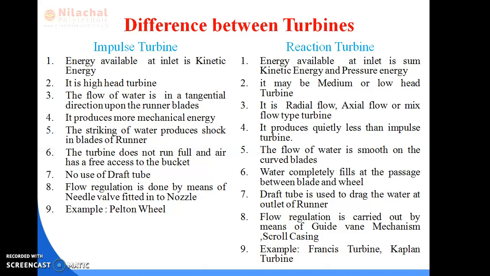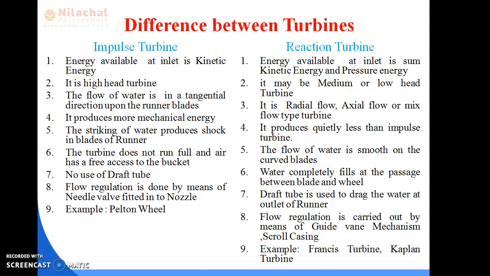Next, in an impulse turbine, basically we have to produce more amount of power. So how to produce more amount of power? We have to make the water available in such a way that it moves from a high level, or from a high head. So it is a high head turbine. A reaction turbine may be a medium head turbine or a low head turbine.